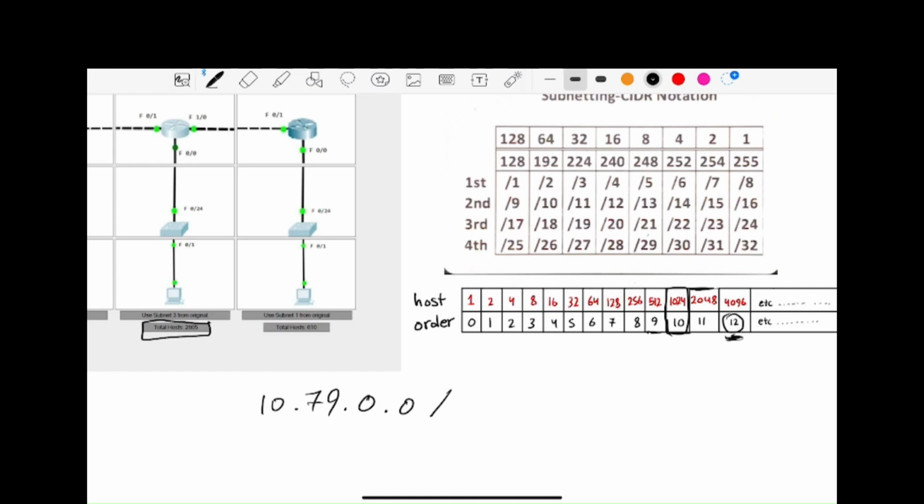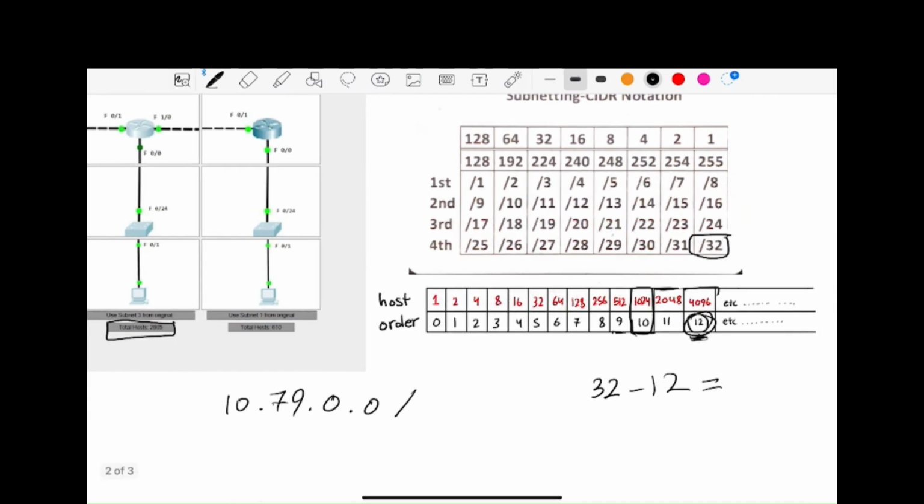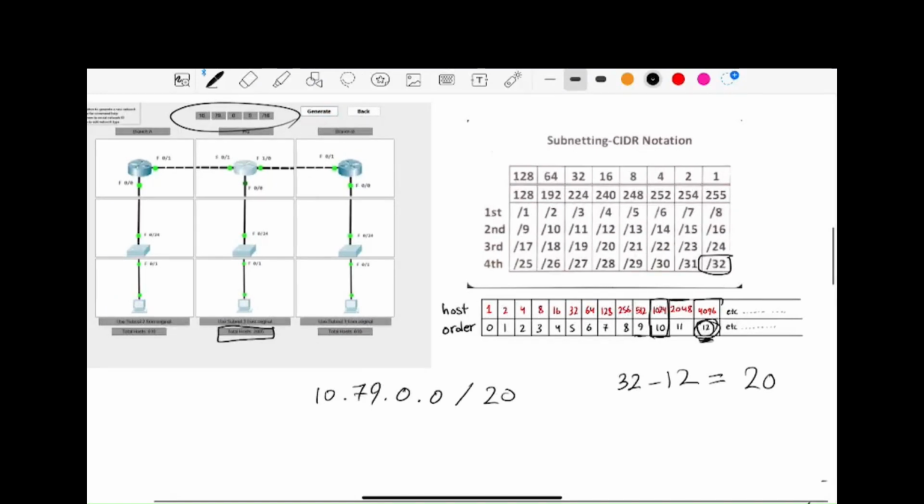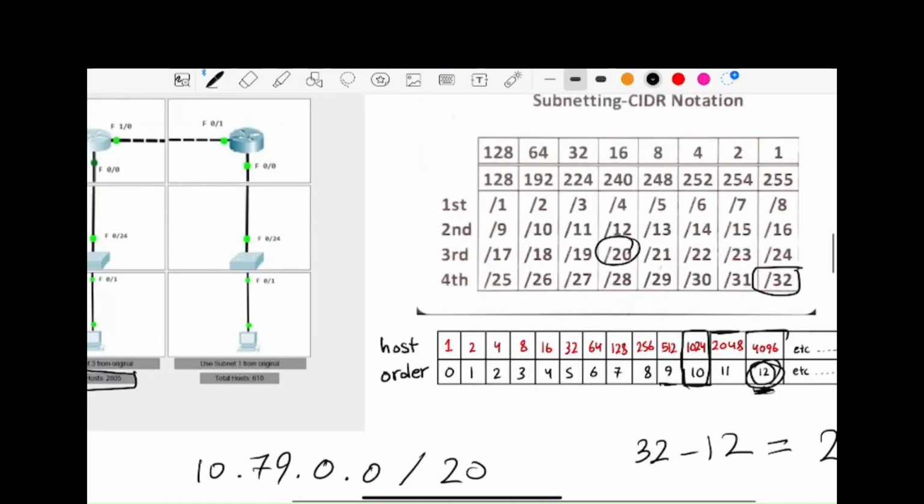So we can go to the 4,000. To get the subnet mask, we will do 32 minus 12, which will give us the subnet mask, which is /20. So with the /20 right now, we will get 4,096 hosts. And now with a /20, we will be escalating by 16 in the third octet.